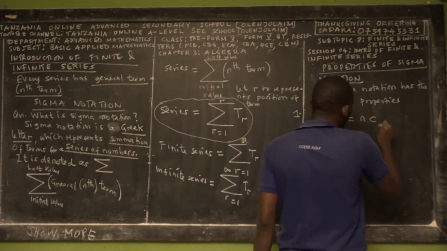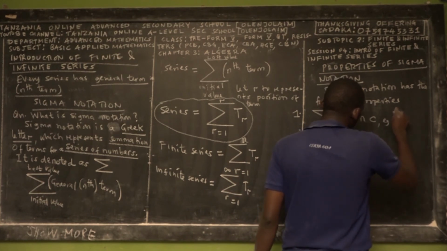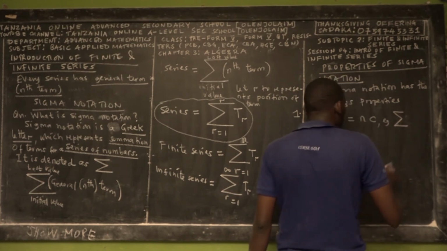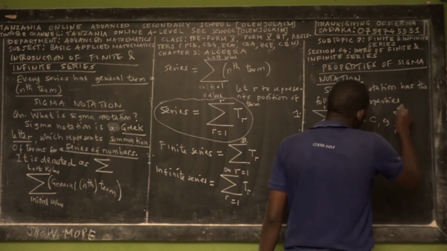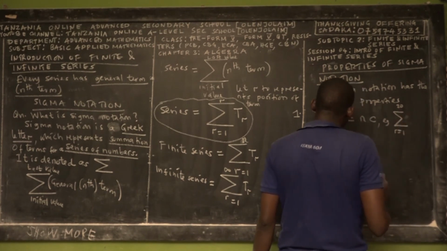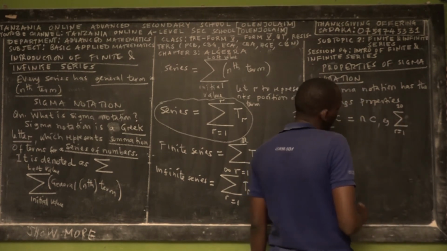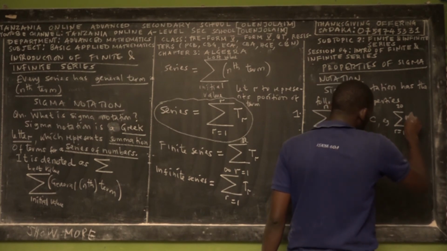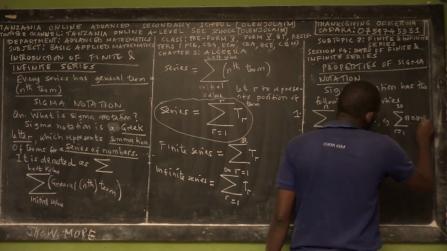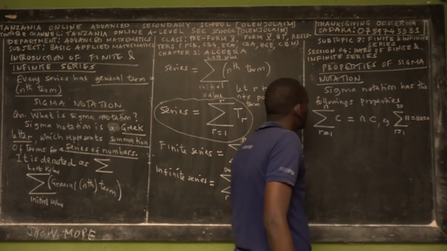What does it mean? For example, if you've been given to find, or maybe to write in long form, r is equal to 1 to 20, and the nth term is not an algebraic formula but a certain number, let's say 11. So this is equal to 11 times 12.